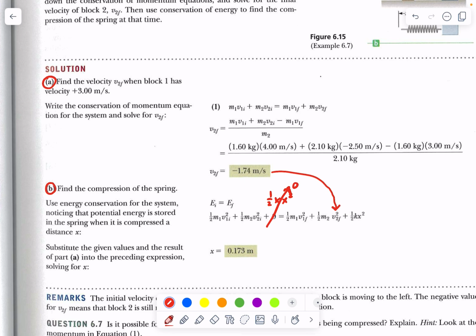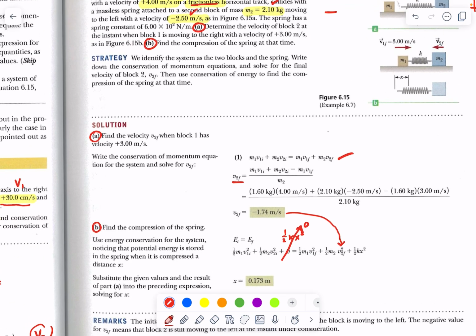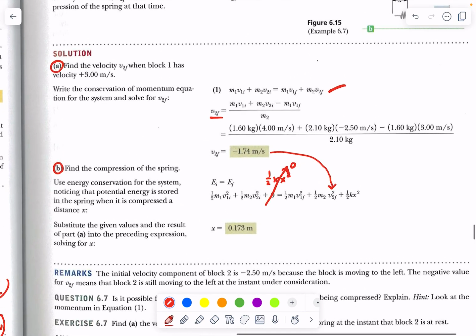Here's our equation right here. We solve it for the final velocity of the blue box, M2, and we find its final velocity is a negative 1.74 meters per second, meaning it's moving to the left. Then, to find the compression of the spring, we're going to look at our kinetic energy. So we have all the kinetic energy of my block that is moving to the right, the kinetic energy of the block that's moving to the left. Notice that even though its speed is negative, the negative speed squared gives me that positive value.